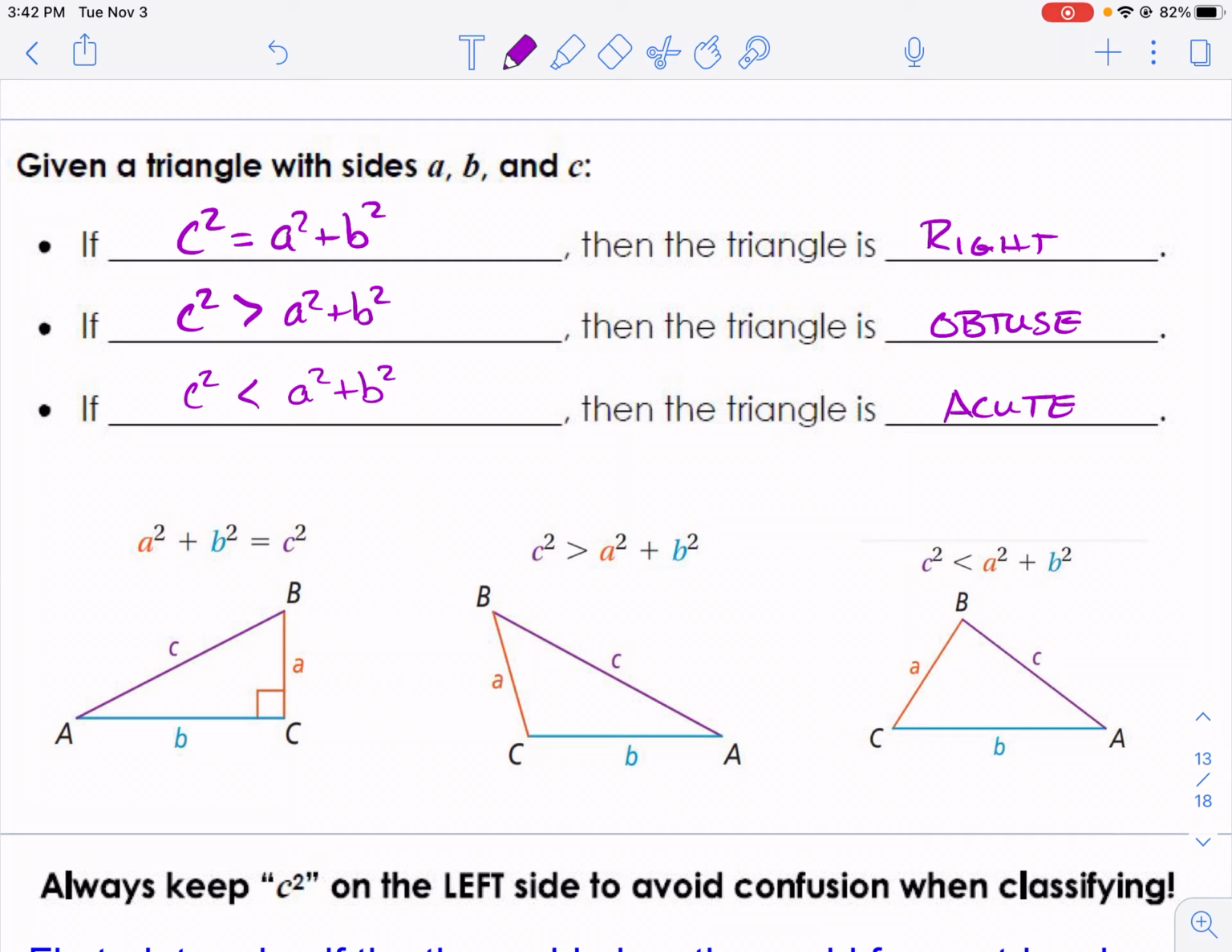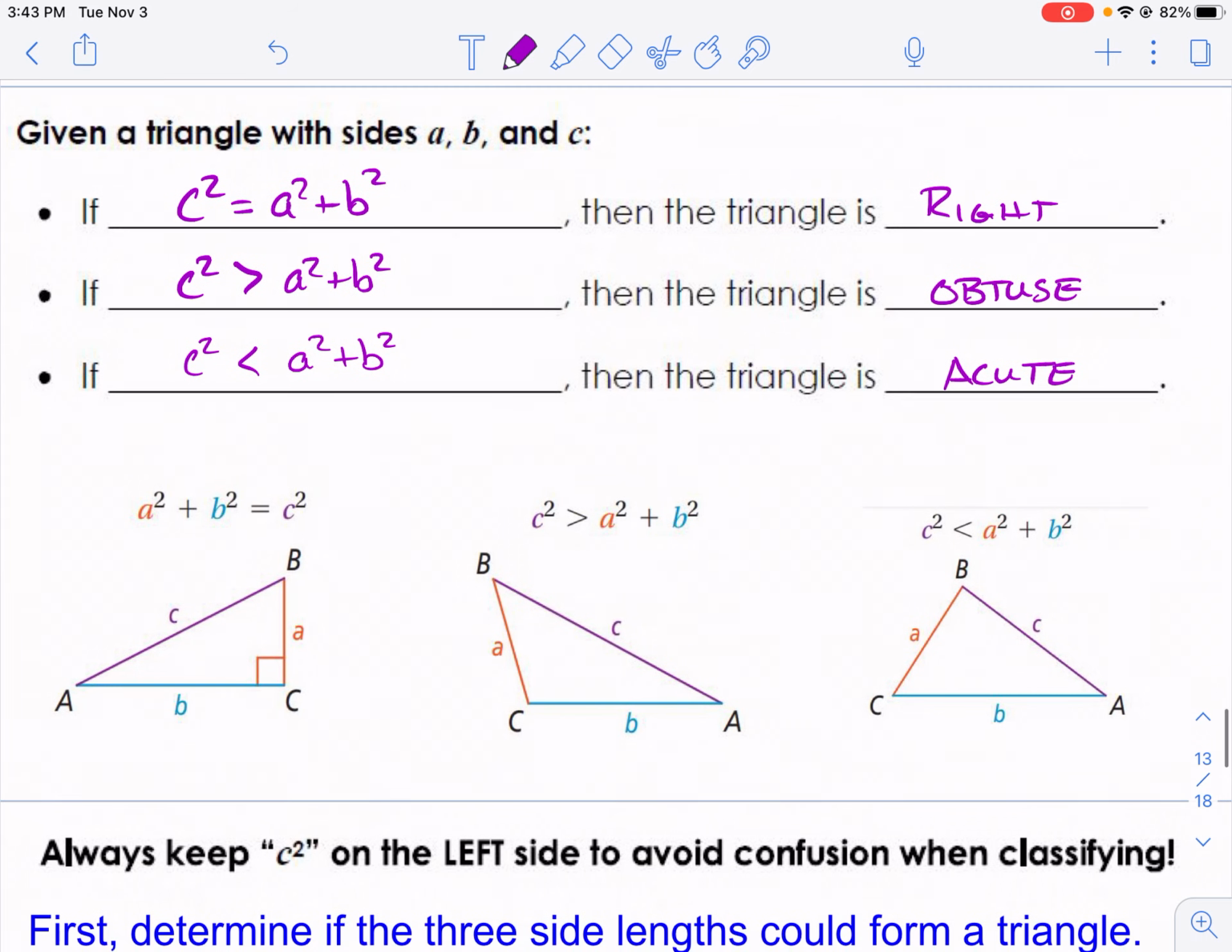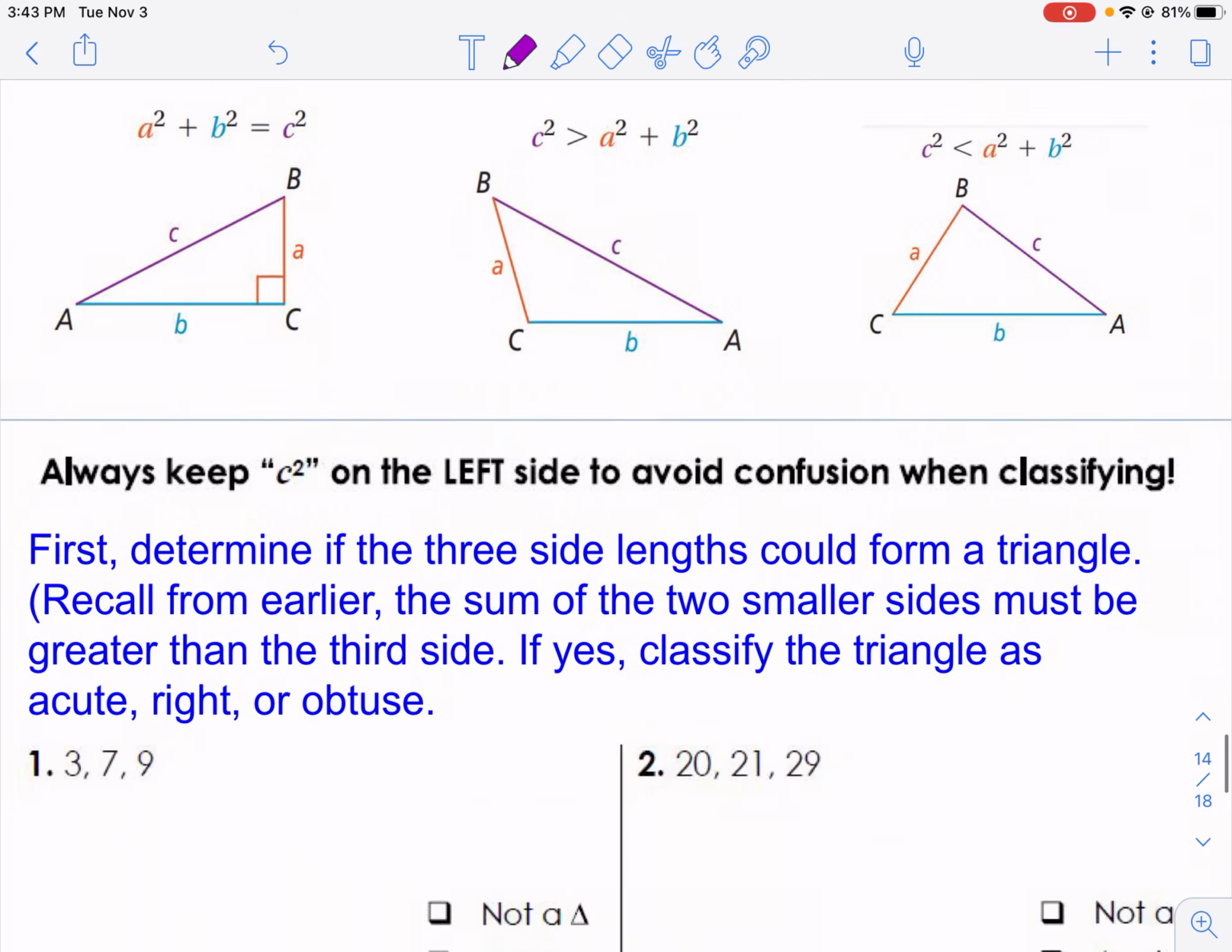You can look at the pictures down below that show an example of each. When it's bigger, this angle C becomes bigger than 90, and over here it's less than 90, so it's going to be smaller. Now, always keep C squared on the left to avoid confusion when you're classifying. You don't have to set it up that way when you're working out a Pythagorean theorem problem, but when you're classifying them, it is easiest to keep it on the left side.